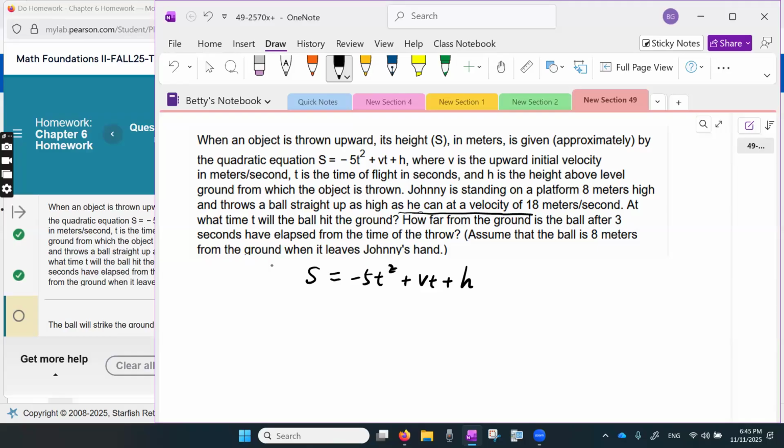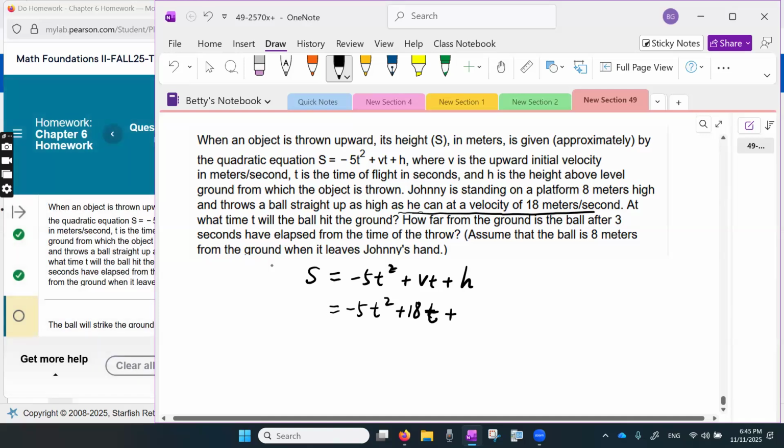Because Johnny is throwing the object upward at a velocity of 18, right? So v is 18. Let's plug in. v is 18. What about h? h here is the initial height. Johnny is standing on a platform 8 meters high. So h is 8. Okay?